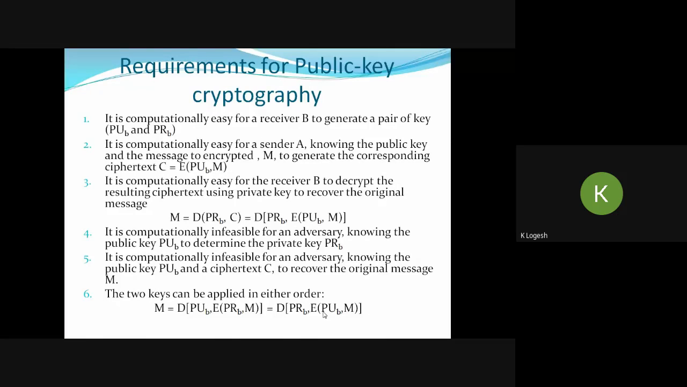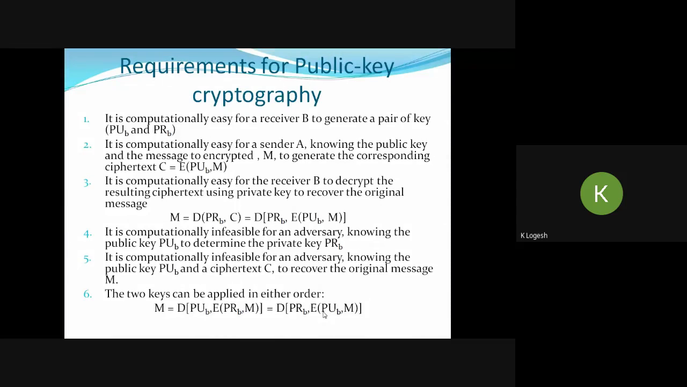M equals D of PRB comma E of PUB comma M. What is that? The first equation, M equals D of PRB, the private key of B, comma C, is decryption, which provides only secrecy. The second one is a message encrypted with the private key, the digital signature concept. So this is the third requirement. If the receiver wants to open a message, then definitely he should have his own private key. Without his private key, he can't. That is the third requirement.